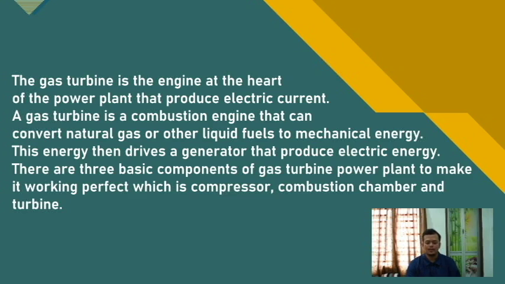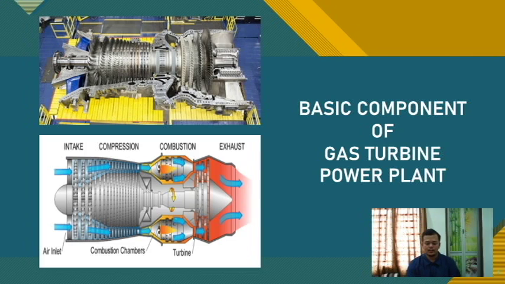The gas turbine is the engine at the heart of the power plant that produces electric current. A gas turbine is a combustion engine that can convert natural gas or other liquid fuels to mechanical energy. This energy then drives a generator that produces electric energy. There are three basic components of a gas turbine power plant to make it work perfectly: the compressor, the combustion chamber, and the turbine.